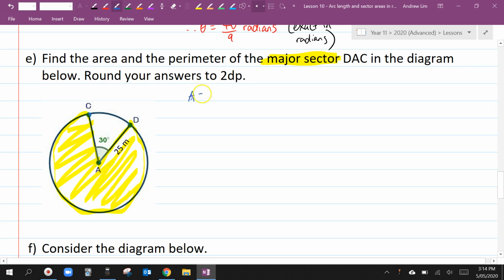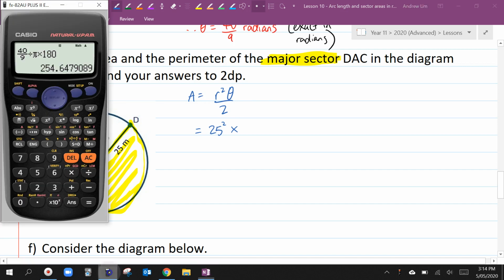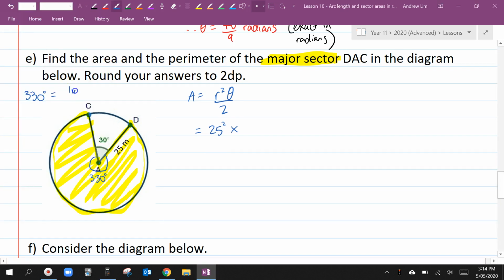So area is equal to r squared theta on 2. Radius is 25. This angle, however, we need to work out, and it needs to be in radians. So we know that in degrees, it's 360 minus 30, so 330 degrees. If I want to convert that into radians, I'll just divide it by 180 and then put pi in the numerator. So it's 11 pi on 6 radians. And then we're just going to divide that all by 2.